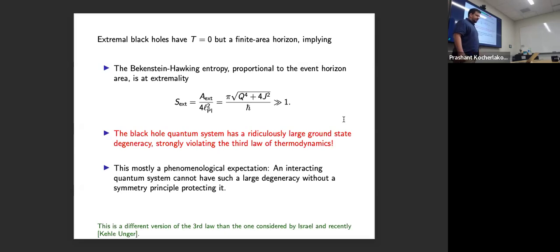And I could say that this violates the third law of thermodynamics, at least the one that says that the entropy should vanish at zero temperature. This is different from another version of the third law that was also discussed in the past, especially well proven by Israel and recently disproven by other groups. I think it's called the Planck version of the third law. But this is mostly a phenomenological expectation. An interacting quantum system is not expected to have such a large degeneracy without any symmetry principle behind it. For example, you could consider a gas of interacting particles that have a spin, and maybe the interaction doesn't depend on the spin. The ground state could have a large degeneracy, but that's because you have a large number of conserved quantities.